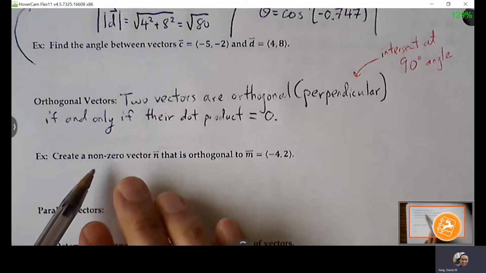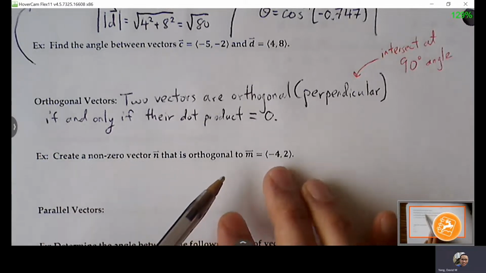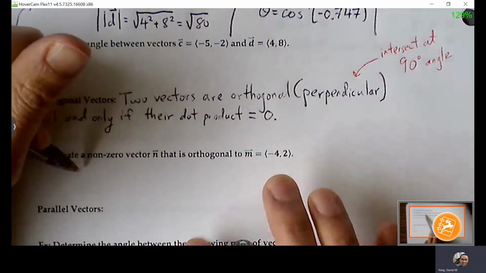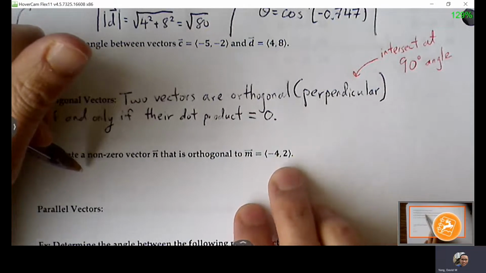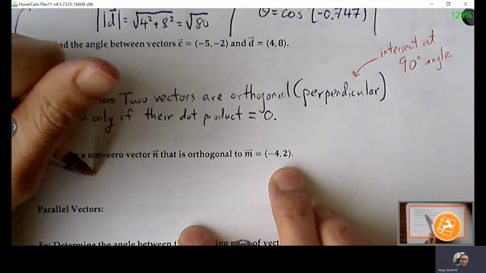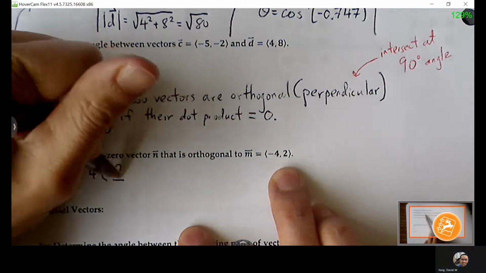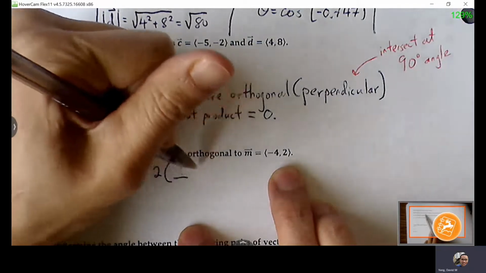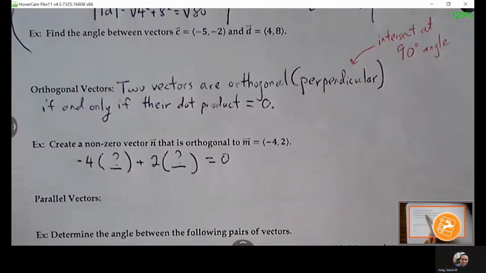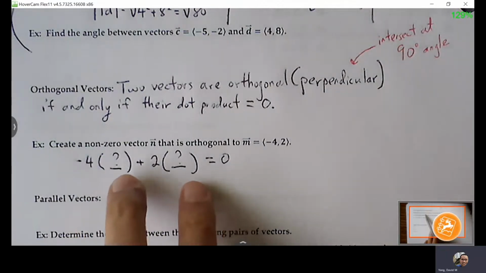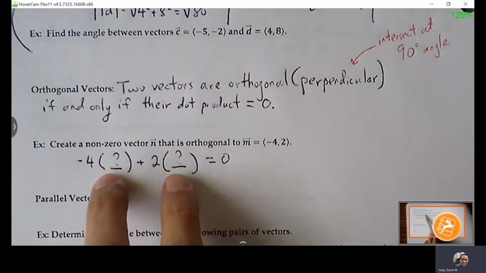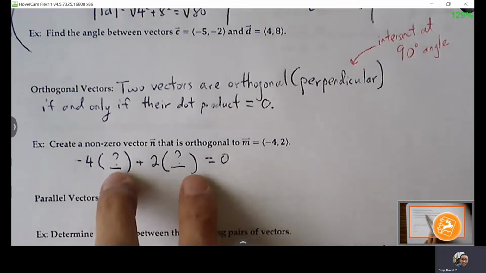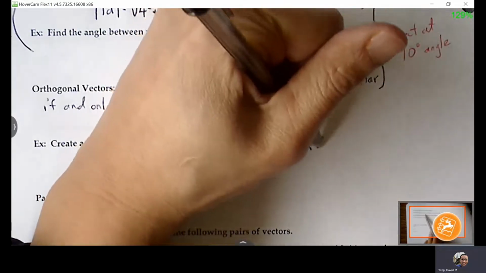Okay, so this next example says create a non-zero vector that is orthogonal to vector m. So I'm just going to say, well, I know another vector will have to pair with it in the sense that it is going to be -4 times some horizontal component plus 2 times some vertical component, and that must be equal to 0. So there's a lot of possibilities here. Can you guys think of two numbers here that will allow this result to give us 0? 2 and 4, right? So there's infinite numbers of options.